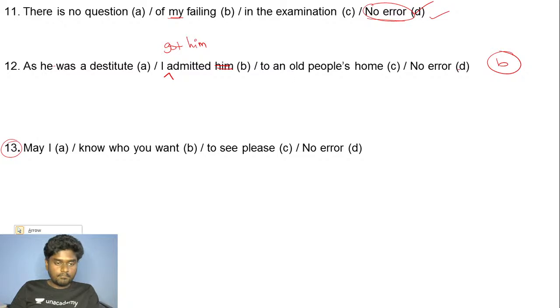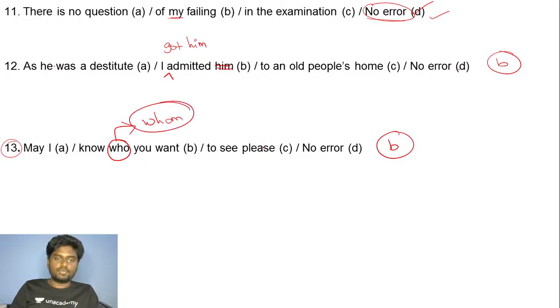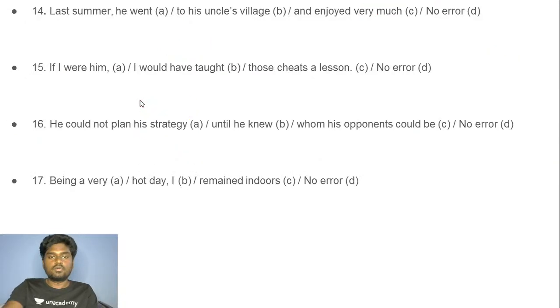So here the error is with option B. That is, may I know whom. This who should be replaced with whom. Whom you want to see, please. Okay. So here whom, which is in the objective case, should replace who, which is in the subjective case. Right? Perfect. Go for the next one, guys.